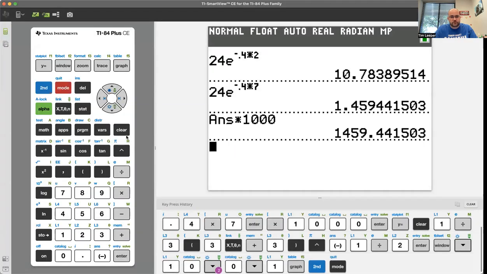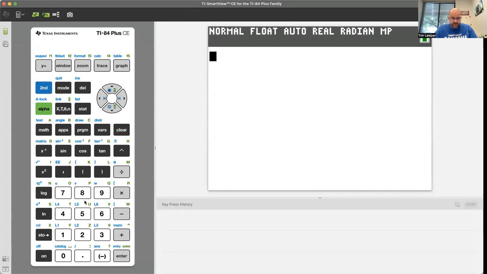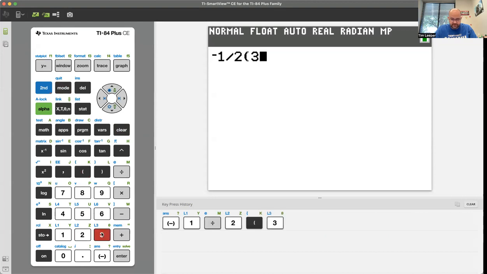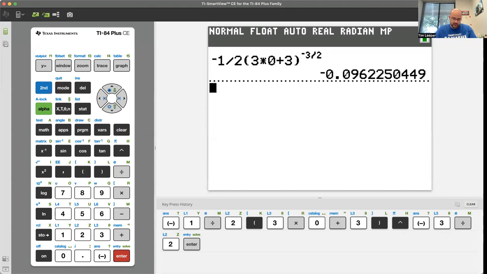So here on the home screen, let's type it in. Negative 1/2, parentheses, 3 times 0 plus 3, close parentheses, raised to the negative 3 divided by 2 power. Enter. Now, let's go ahead and go to 3 decimal places. That makes that negative 0.096.